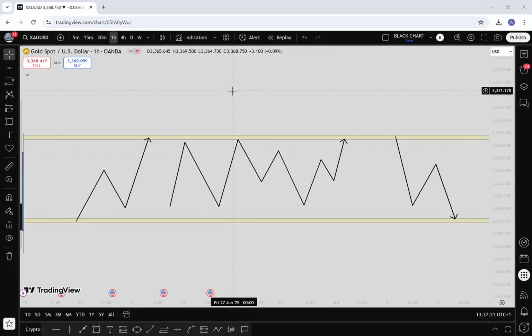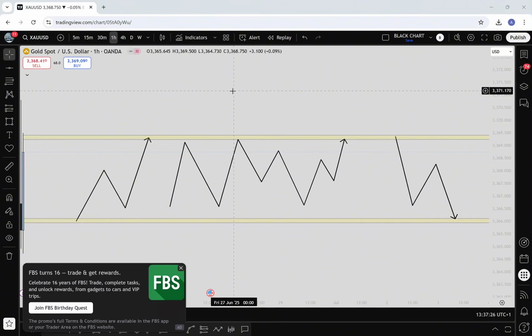First thing here is to identify a clean structure, right? You as a trader, you should know how to read a market structure. If you don't know how to read a market structure, in this video, you're going to learn.